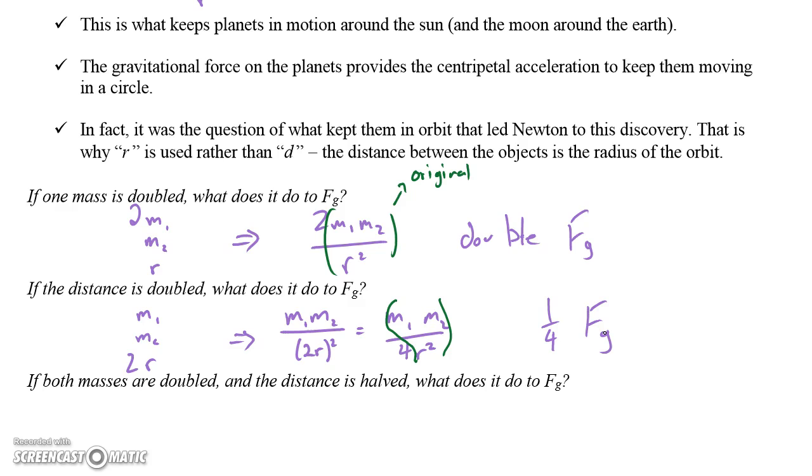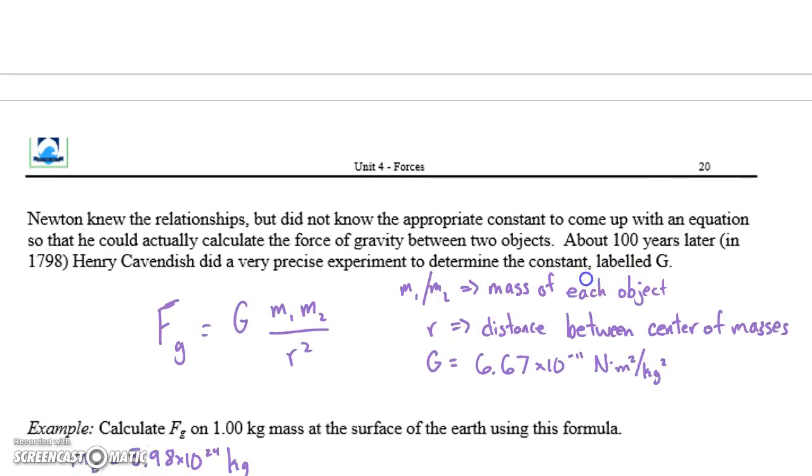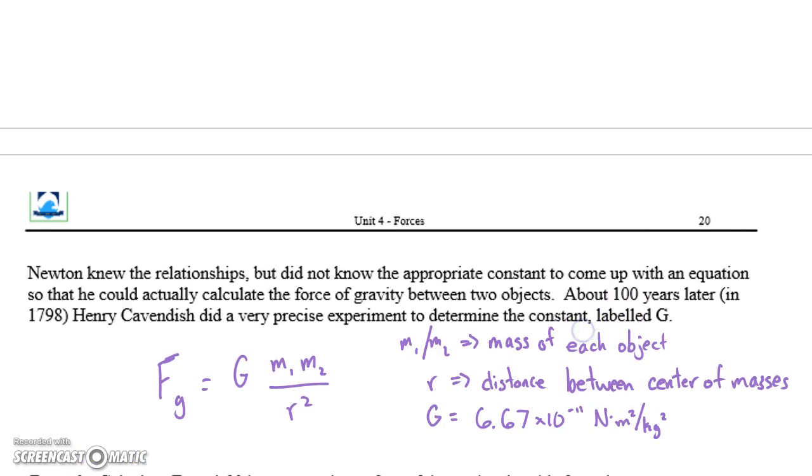Now, if both masses are doubled and the distance is halved, what does that do to Fg? I'm going to leave that one, and we're going to see the solution to that in class. Like I said, Newton couldn't figure out what the constant was, and it took Henry Cavendish about 100 years later to do an experiment, the Cavendish experiment. We can search that up. He measured this constant, and he called it big G.